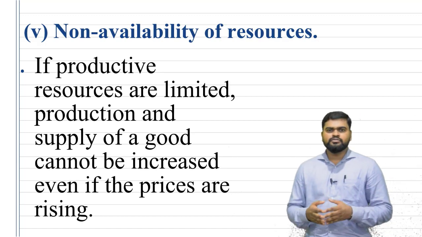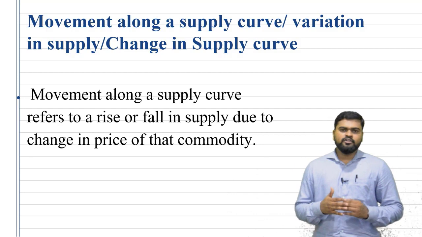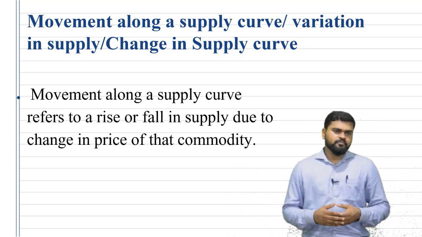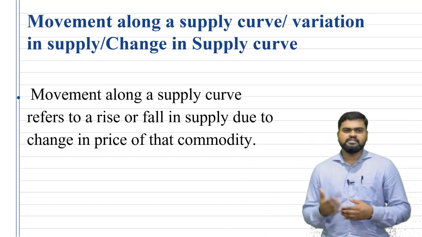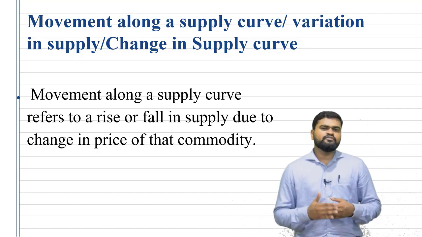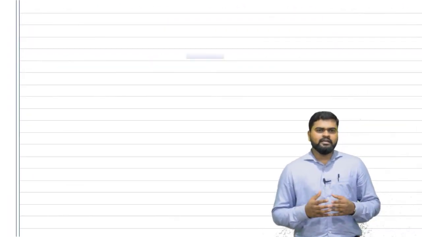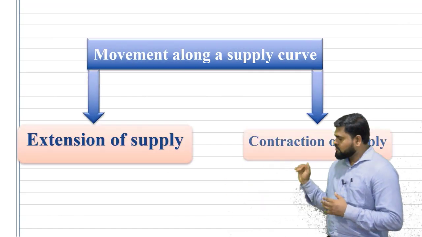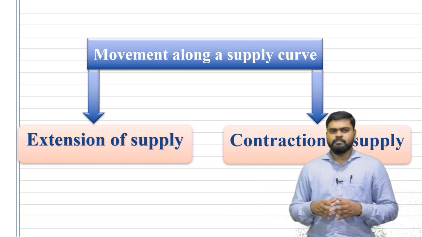Now let us move on to the next concept, that is movement along the supply curve. It is also known as variation in supply or change in quantity supplied. Movement along the supply curve refers to a rise or fall in supply due to a change in the price of that commodity. Movement along the supply curve has two parts, that is extension of supply and contraction of supply. Let us move on to the extension of supply.